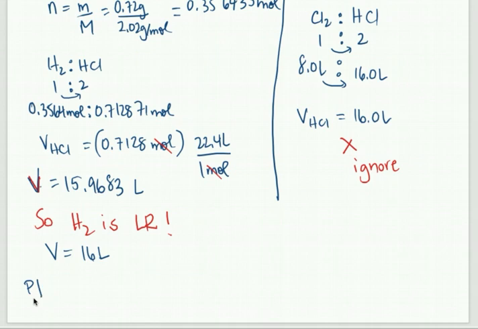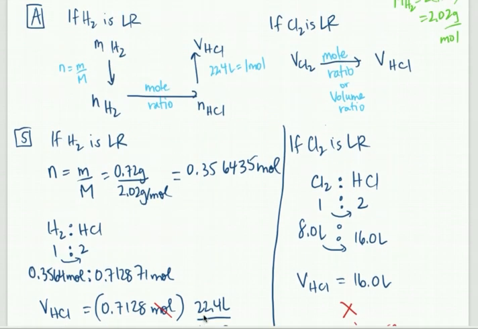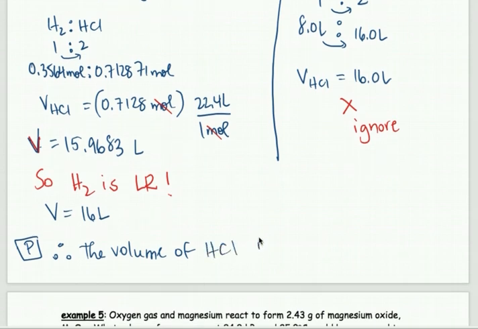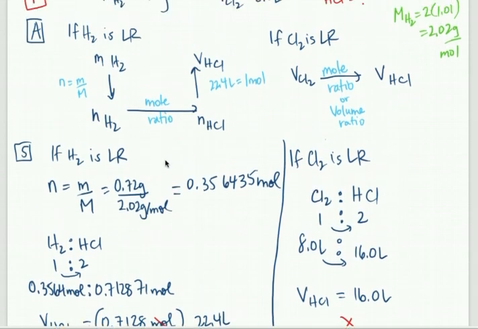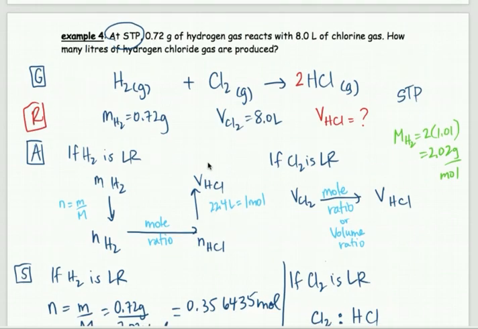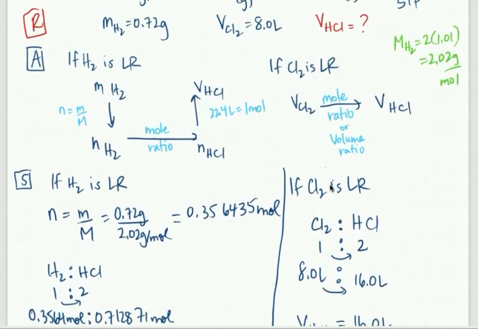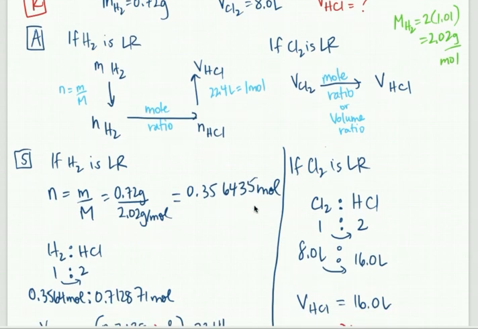Therefore, the volume of hydrogen chloride is 16 liters. Just adding a little bit of extra stuff from the stoichiometry unit where we had to find the limiting reagent, but still going through the steps of using molar volume to calculate our final answer.